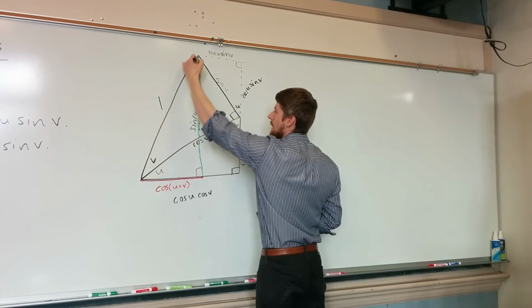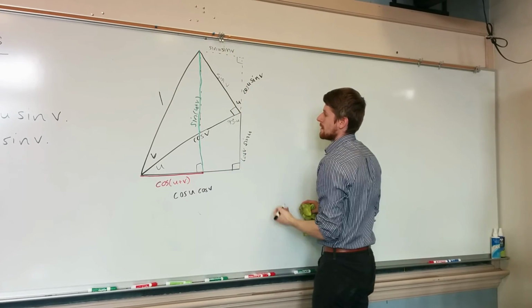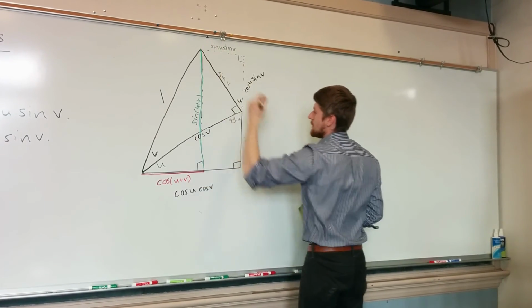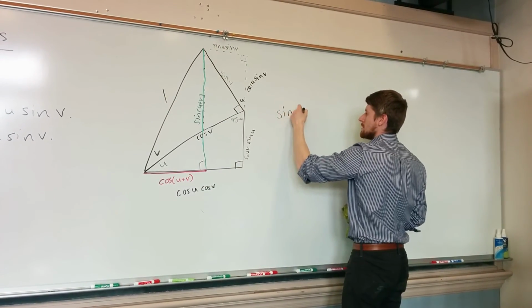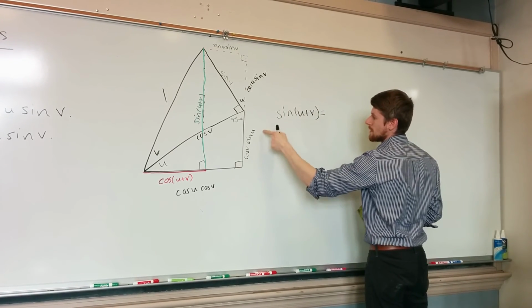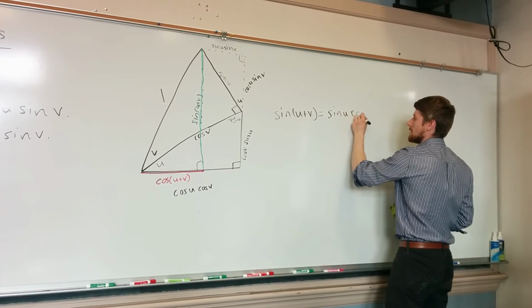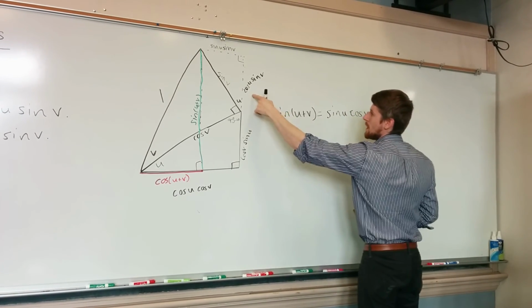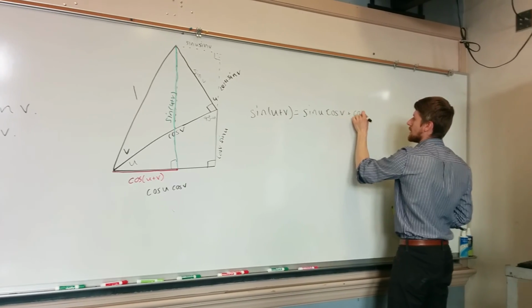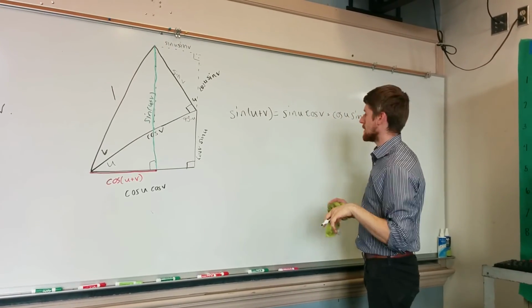This green length is equal to the sum of this length and this length. So sine of u plus v equals cosine v sine u, or sine u cosine v, plus cosine u sine v, as we said earlier.